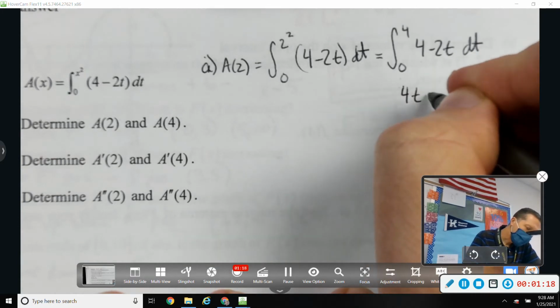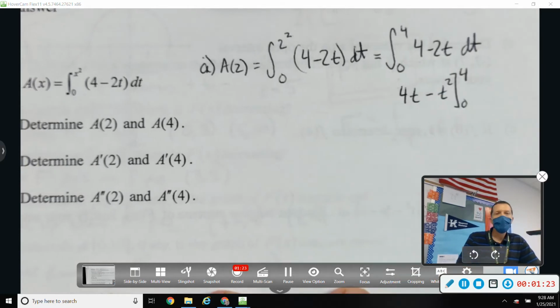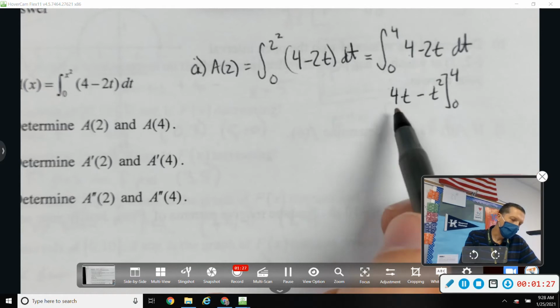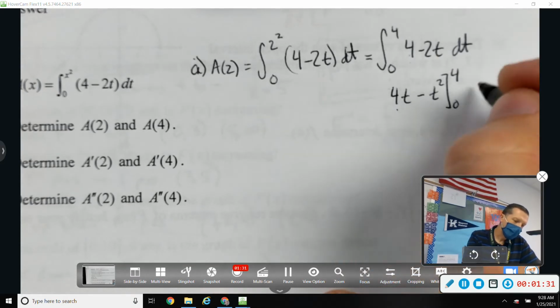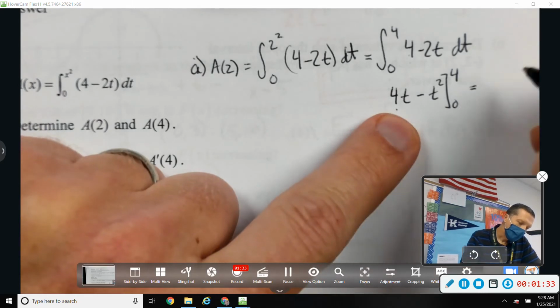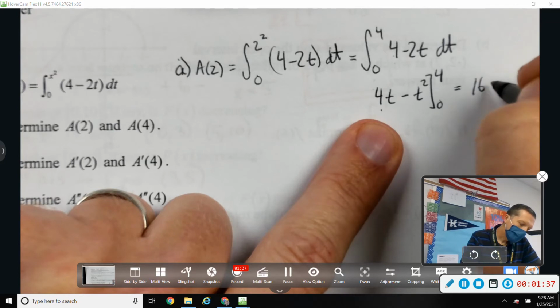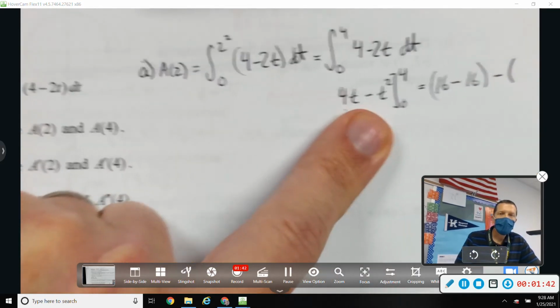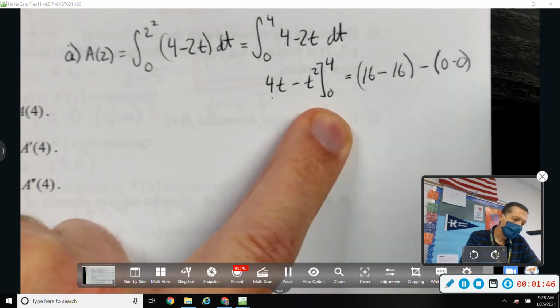So 4t minus t squared from 0 to 4. Antiderivative of 4 is 4t. Antiderivative of 2t would be t squared. So I plug in 4. 16 minus 16. Minus, plug in 0. 0 minus 0.